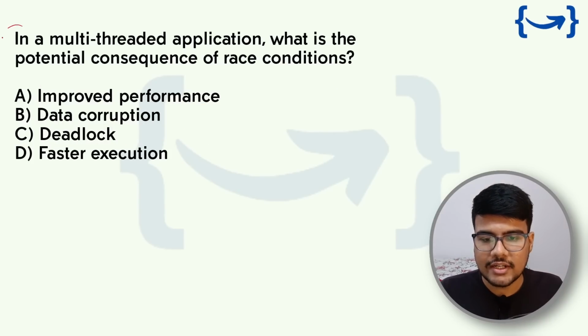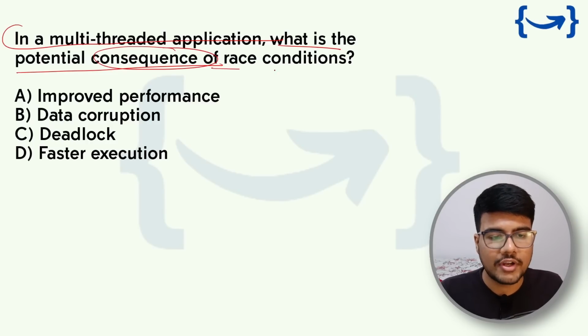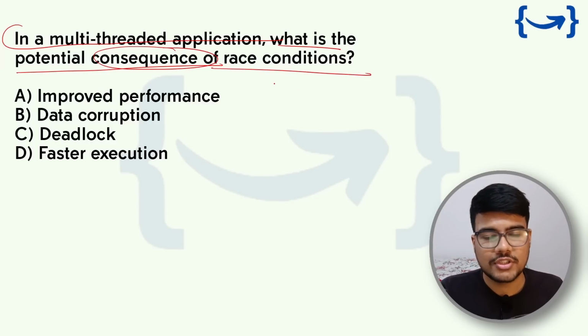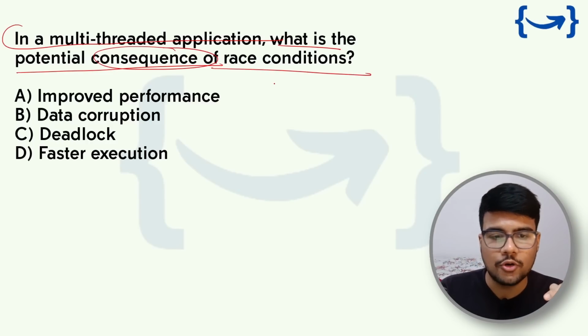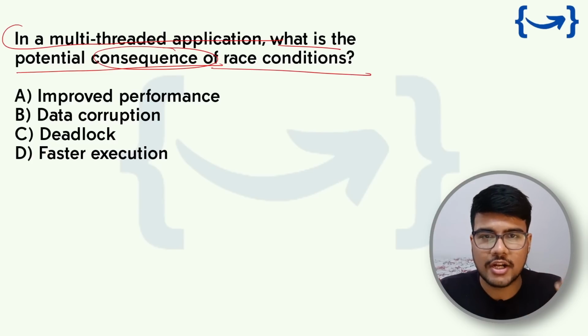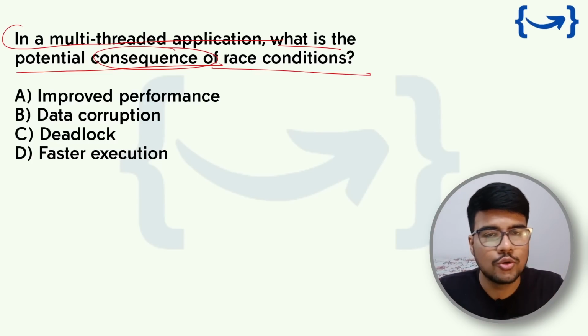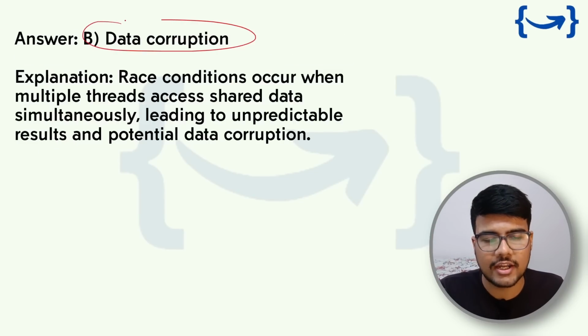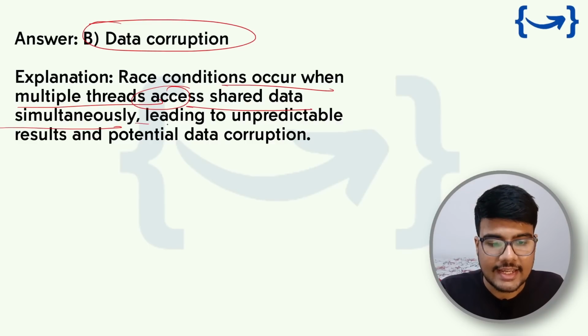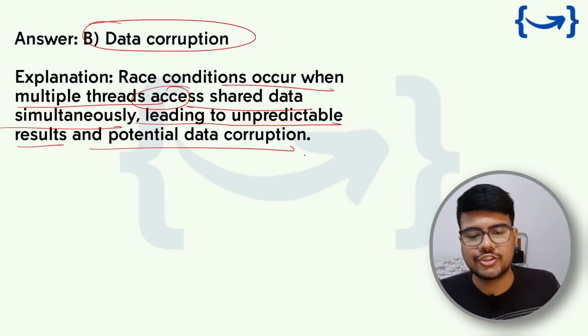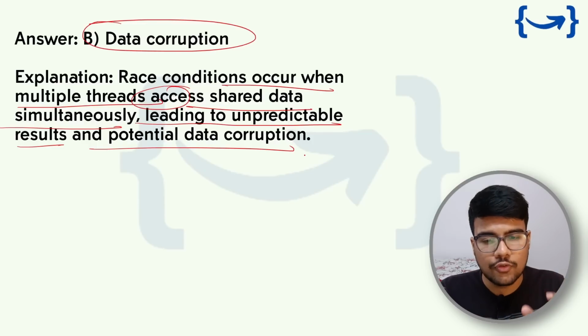Now, in a multi-threaded application, what is the potential consequence of a race condition? I know you studied from the Mindtree one video the same question, but here the options are different. And if you did some homework in the Mindtree one, you will definitely do this question without a second thought. So the right option of this question would be data corruption. Race condition occurs when multiple threads access shared data simultaneously, leading to unpredictable results and potential data corruption. So please do focus on data corruption.